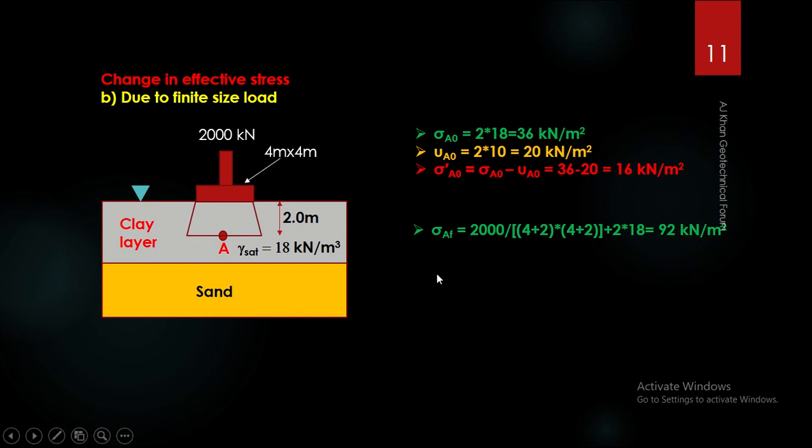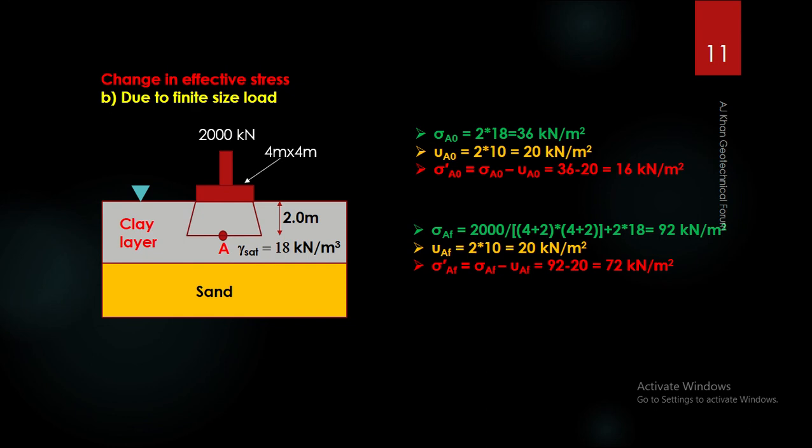So the stress at this point will be 2 times 18, that was already there, and due to the column load we'll have P divided by A, that is 2000 is the load, divided by area, which will be (4 plus 2) times (4 plus 2), and that should give you a total stress equal to 92 kilonewton per meter square. And the pore water stress will remain as before, that is 20, and the effective stress will now be 72 kilonewton per meter square. So this also demonstrates that the effective stress has changed due to the change in the total stress and not due to the change in pore pressure.